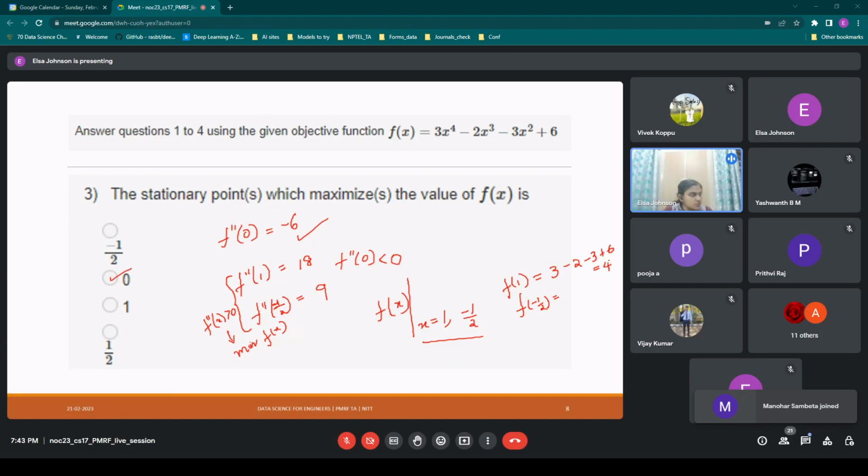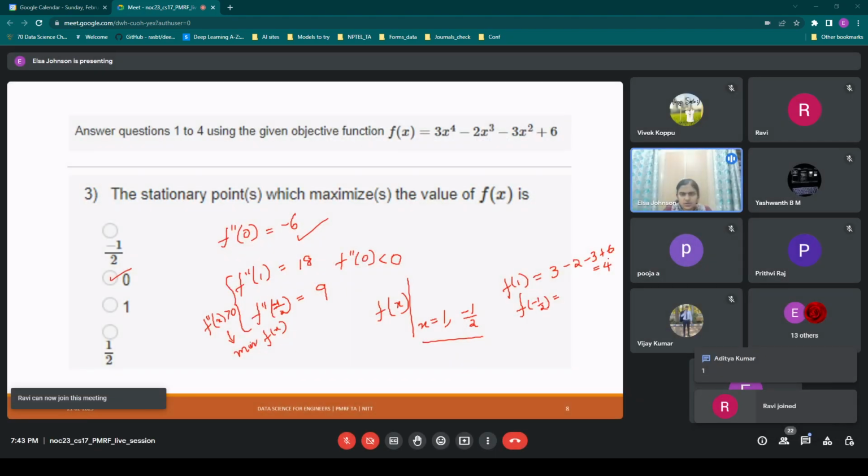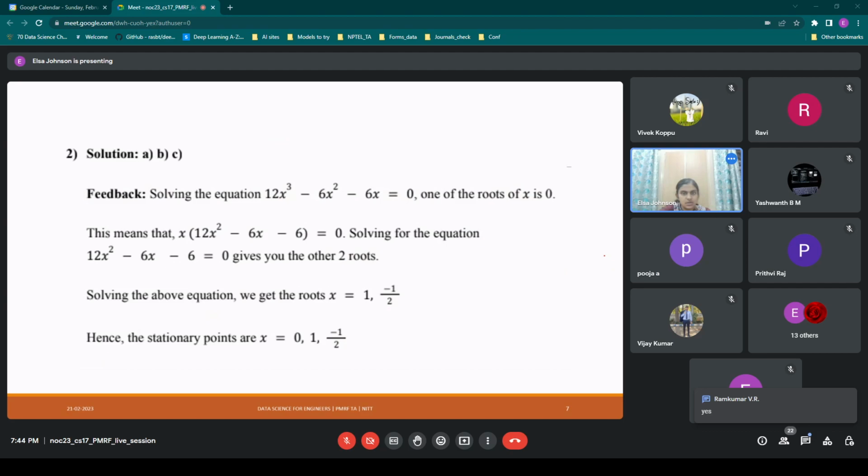F double dash should be 6. Which one? Aditya, which one are you telling about? F double dash of 1 should be 6. Okay, somebody had told 18. So others, Ram, you have got 18, right? I have also got 18.